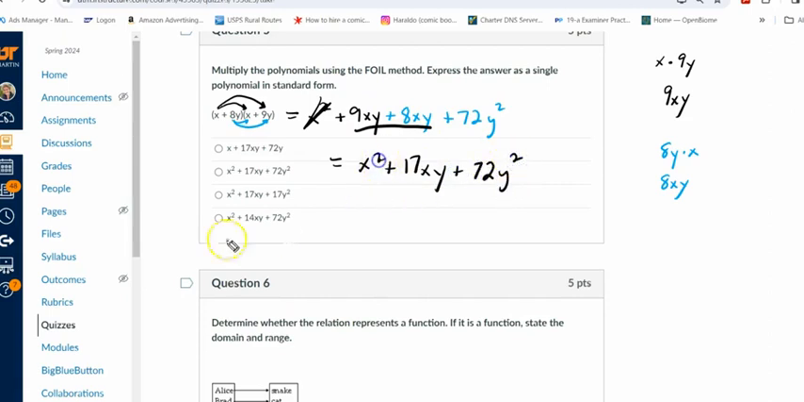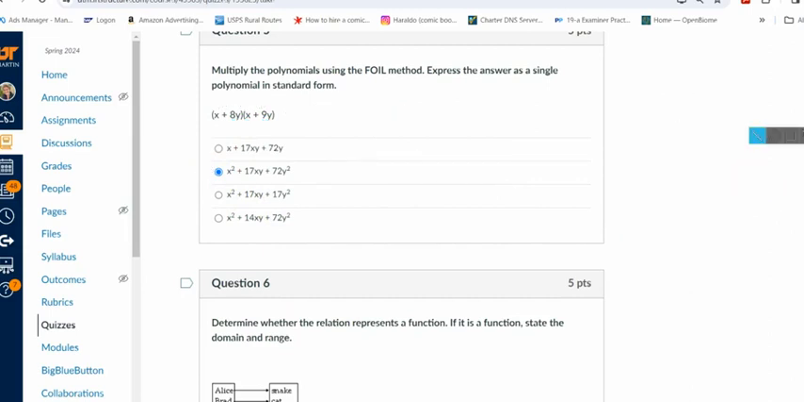Now you have to be really careful here. This is not correct because it doesn't have an x squared and a y squared term. So I want x squared plus 17xy plus 72y squared. So this is looking to be the correct one. This is not correct because that should be a 72. This is not correct. That should be a 17. So you just got to be really careful when looking at those multiple choice selections. Okay, so that's what I think it is.